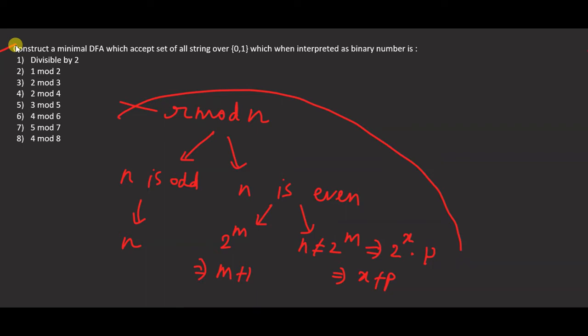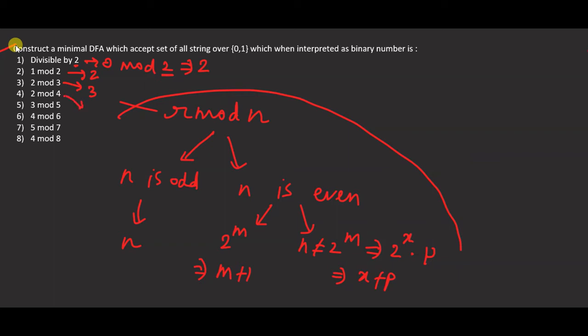So first look at the first question. It is asking for divisible by 2, which basically means 0 mod 2. So here the value of n is 2. 2 is an even number. It can be represented in the form 2 to the power m, where the value of m would be 1. So the number of states would be m plus 1, so the answer is 2. Similarly, here n is also 2, so again the answer would be 2. Here n is 3. 3 is an odd number, so the number of states would be 3.